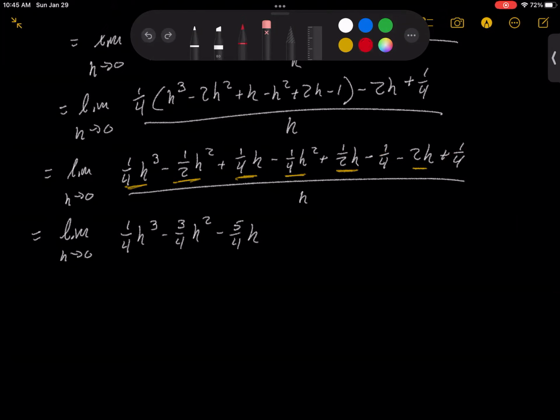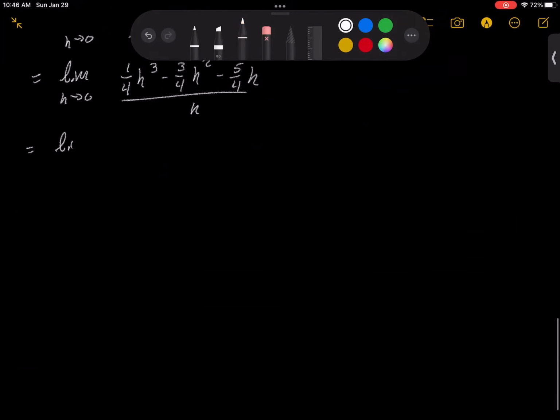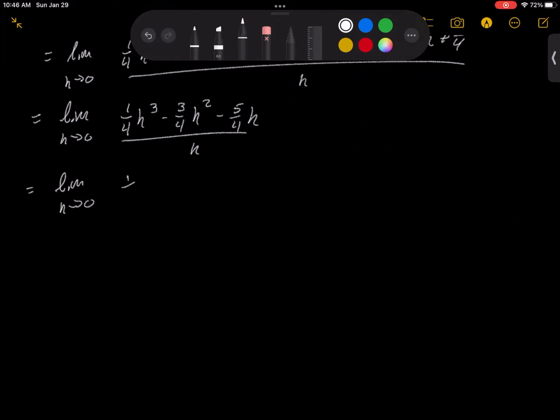Okay. We still have the division by h, which we can go ahead and cancel. If I pull an h away from my numerator and cancel it with the one in my denominator, I have 1/4 h squared minus 3/4 h minus 5/4. And now I can directly substitute. I can send h to 0. I get minus 5/4.